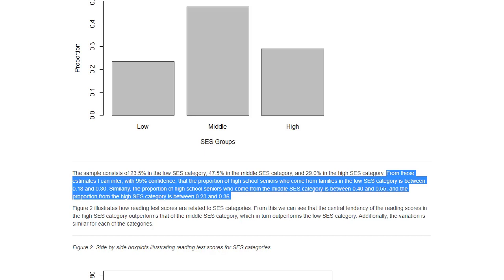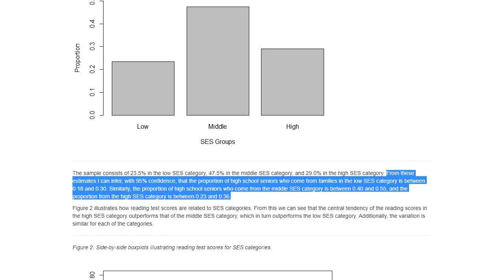If I had stated this as between 18 and 30% of high school seniors come from low SES, that would be the same thing. That would be perfectly acceptable. You can do it as either a proportion or a percent. Similarly, the proportion of high school seniors who come from the middle SES category is between 0.40 and 0.55, and the proportion from the high SES category is between 0.23 and 0.36. So I have constructed 3 confidence intervals, each with 95% confidence.